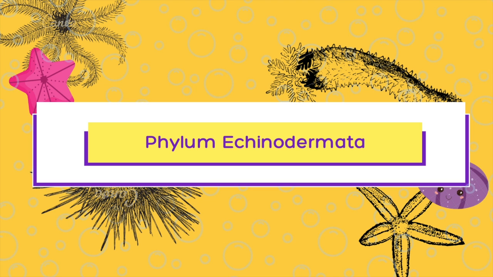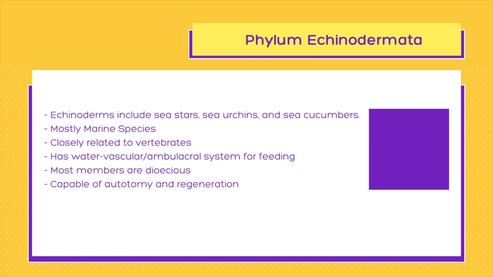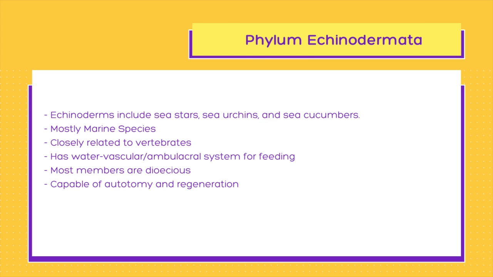Onto the third part, we will identify and label the parts of the following specimens in phylum Echinodermata. Echinoderms include sea stars, sea urchins, and sea cucumbers. Furthermore, most creatures under this phylum are marine species. Echinoderms are very close to vertebrates due to having a similar embryonic development.